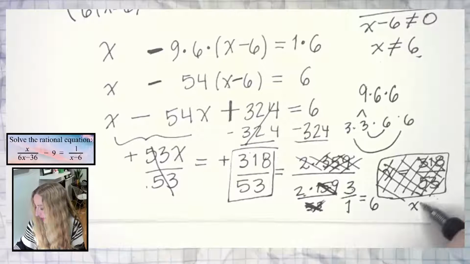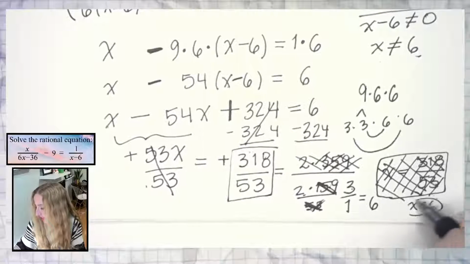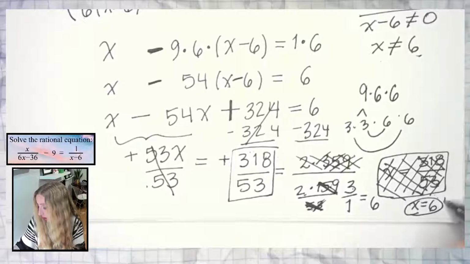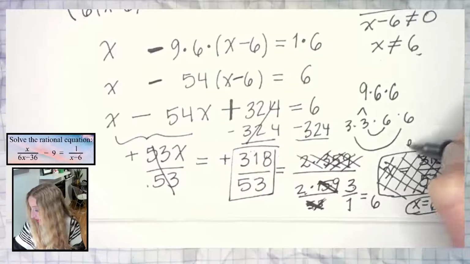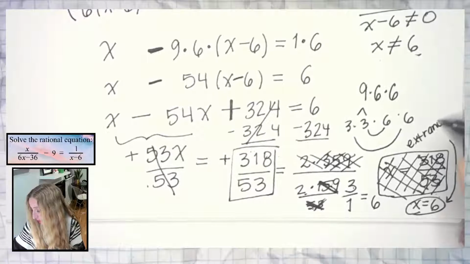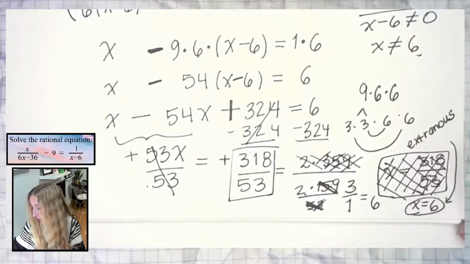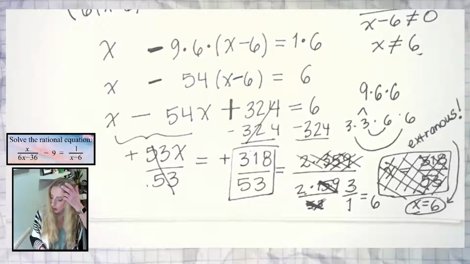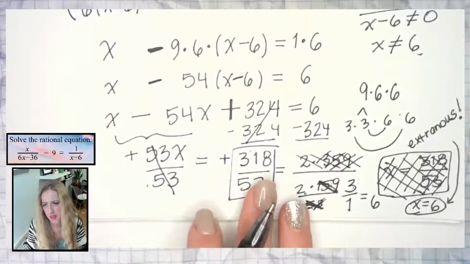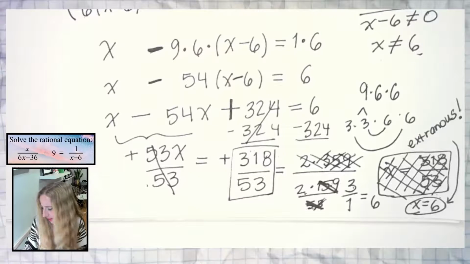So we just got x equals 6, but what do we know about 6? It's extraneous. It's got to be an extraneous solution. Why? Because we just said at the beginning of the problem that it is restricted. It is a restricted value. It will cause our entire equation to be undefined, and we don't want that to happen. So yeah, that's a little messy right there. I don't think you need me to necessarily fix that, do you?